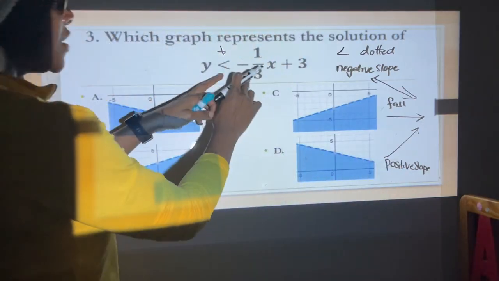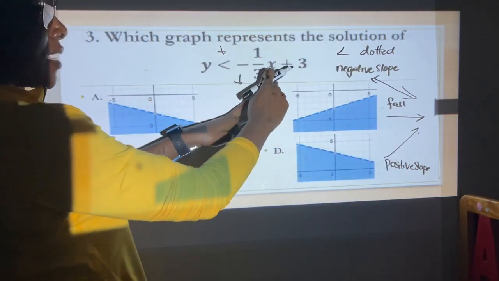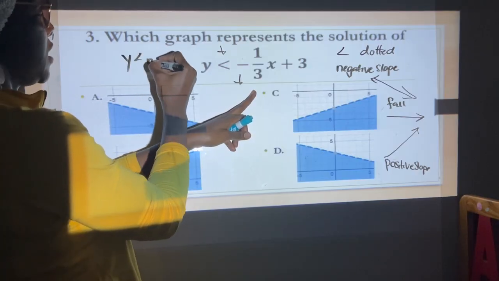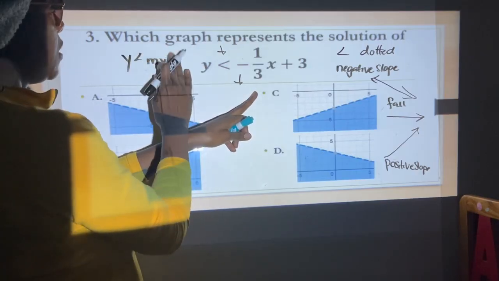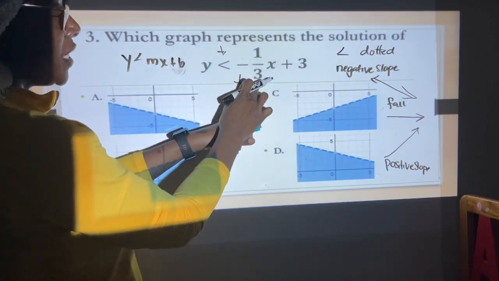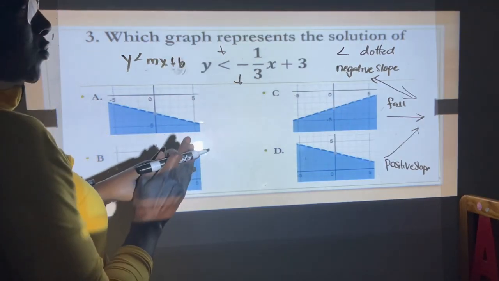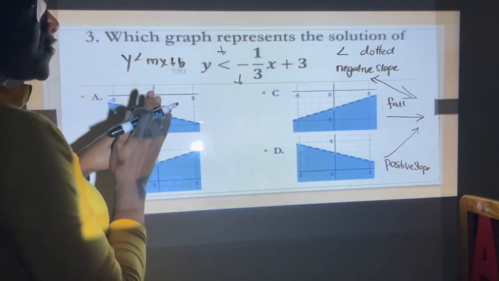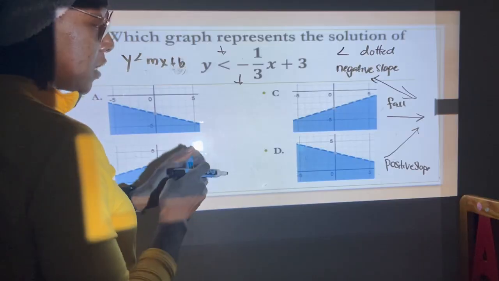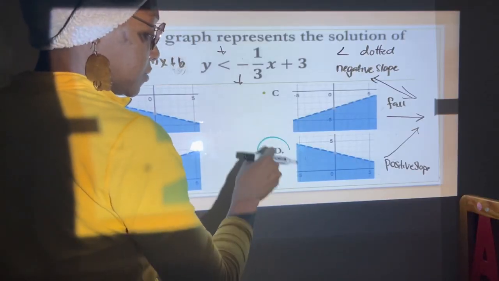Because I have a negative number in front of my x, in this form of y equals mx plus b, or y is less than mx plus b, this is my slope, and it's negative. Then I need to look for the graphs where the slope is falling. Well, this one, the slope is falling. So this could be the answer.